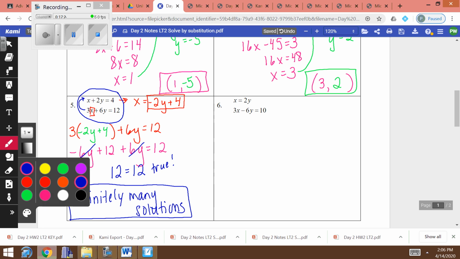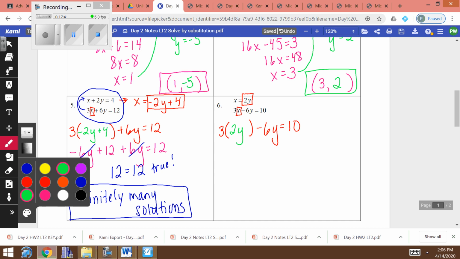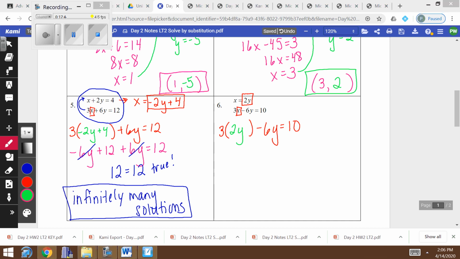Let's look at number 6 here. Here x is equal to 2y, so this one already has it by itself, so I'm going to use that one to save myself some time. I'm going to substitute that in here, so 3 times x minus 6y is 10. Instead of an x, I'm going to replace that with 2y. And let's multiply it here. There's only one thing to multiply, so it's not really distributing.